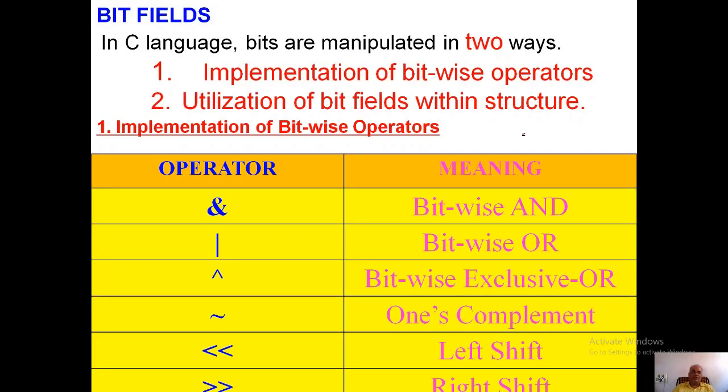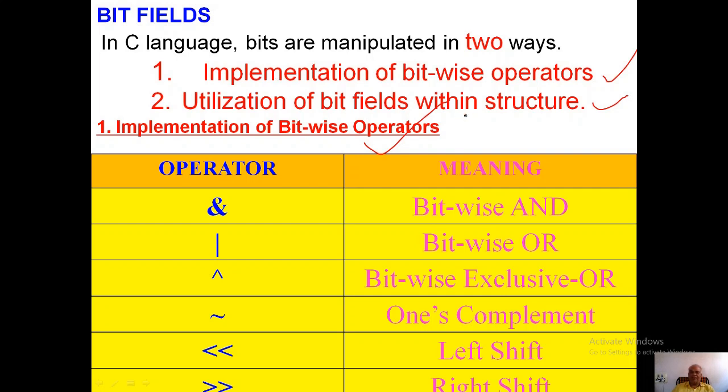So the next concept is bit fields. In C language, bits are manipulated in two ways. What is a bit? A bit is a binary digit. So these bit fields can be manipulated in two ways. One is the implementation of bitwise operators. Next is the utilization of bit fields within the structure. So in C language, bits are manipulated in two ways.